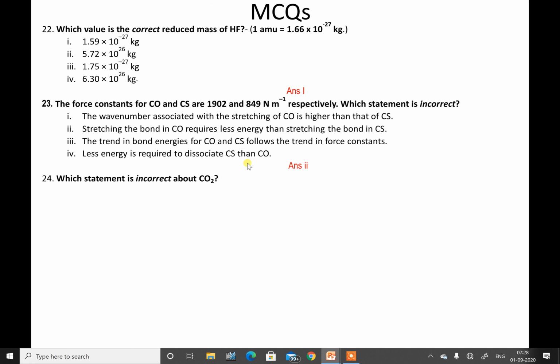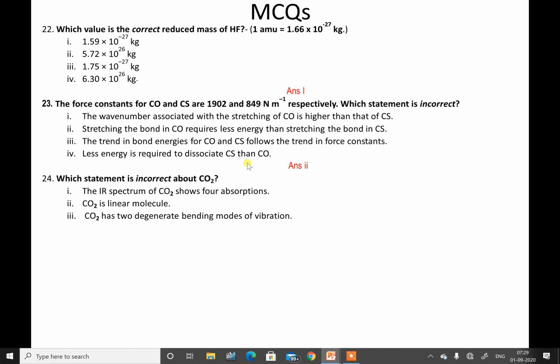What statement is incorrect about CO2? The IR spectrum of CO2 shows four absorptions. It is a linear molecule. It has two degenerate bending modes of vibration, and it has two stretching modes of vibration.